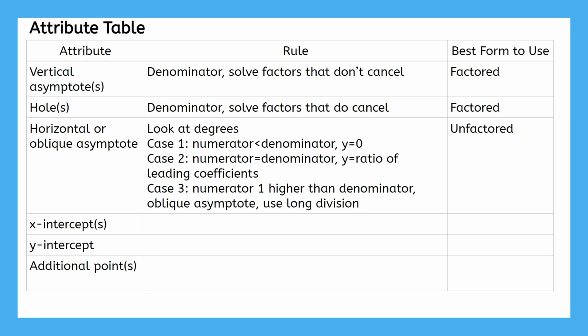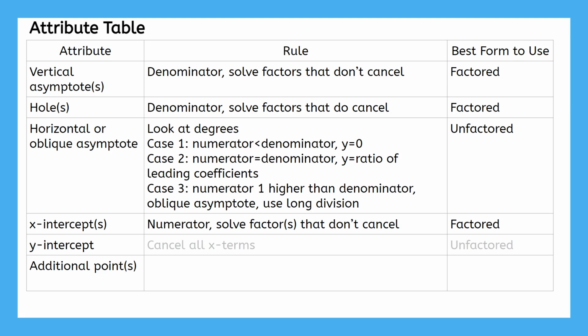Next up is the x-intercepts, and we get those from finding the factors in the numerator that don't cancel, setting them equal to 0 and solving. For this, we need the factored form. Then we can find the y-intercept. I remember really liking this one because we could just use the unfactored form and cross out all the terms with x to see what was left over to find this.